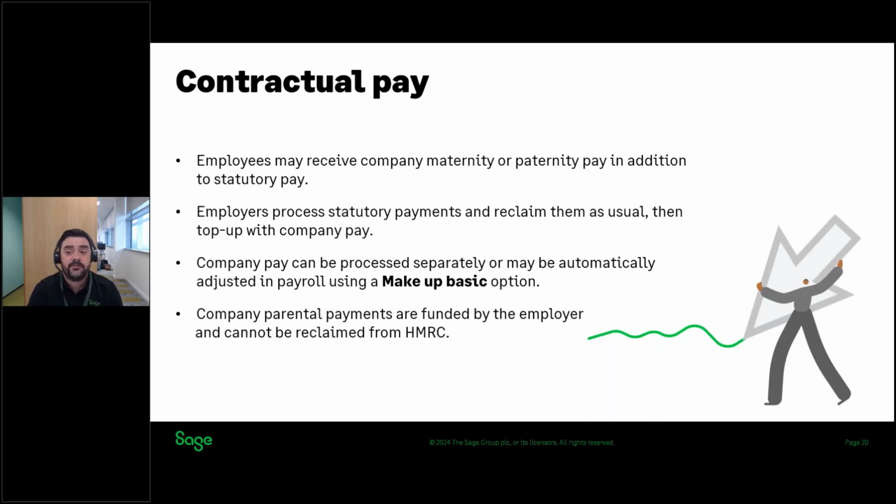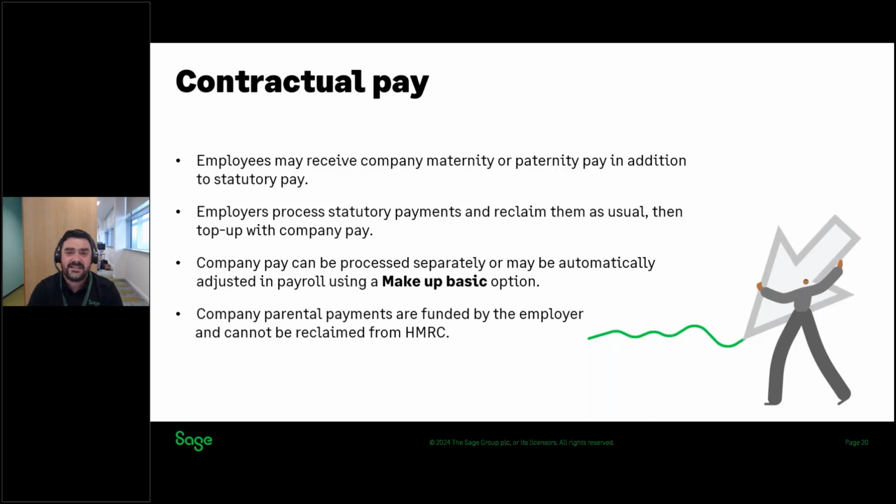The way that these types of payments would work is that the employer would still process the statutory element of the payment and reclaim that in the usual way. So you'd still process the SMP or SPP, because you need to be able to reclaim it and submit that to HMRC. But then they would top up that payment with the company pay so that the employee is receiving what they're entitled to as per their contract.